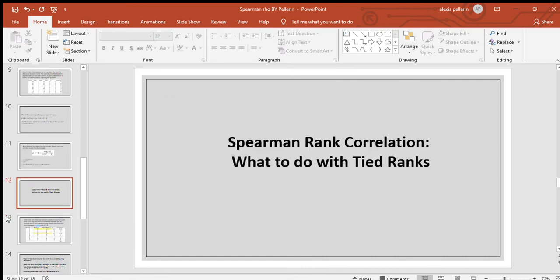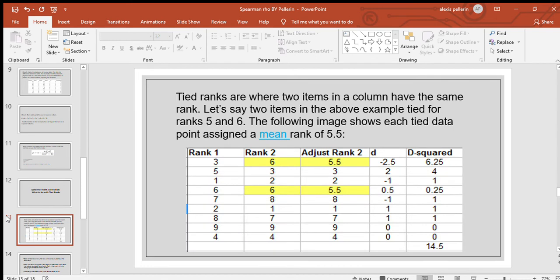So next is, what if there is a tied rank in our data? What to do if there is a tied rank? Tied ranks are where two items in a column have the same rank. Let's say two items in the above example tie for rank 5 and 6. The following image shows each tied data point assigned a mean rank of 5.5.